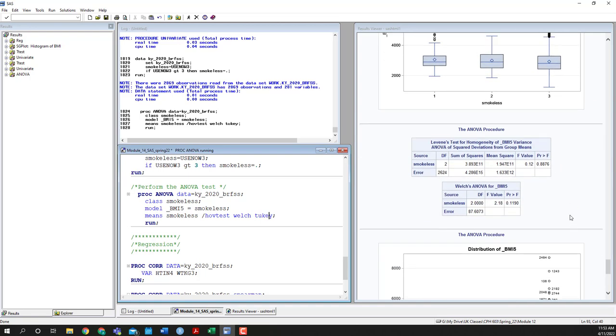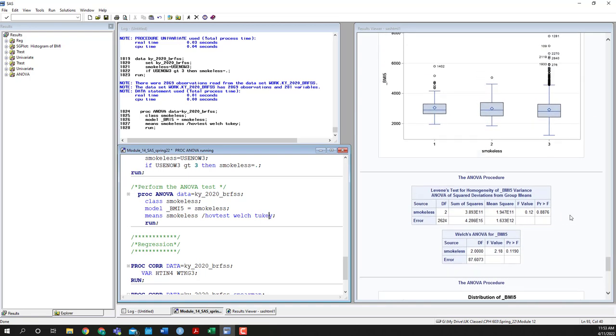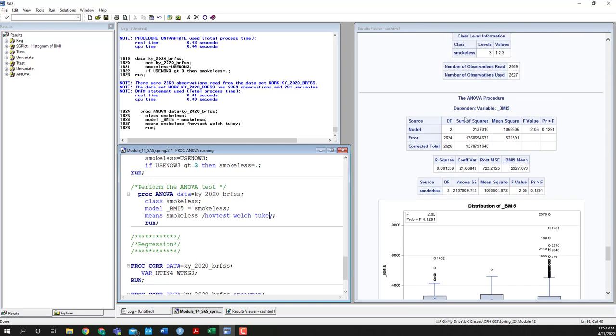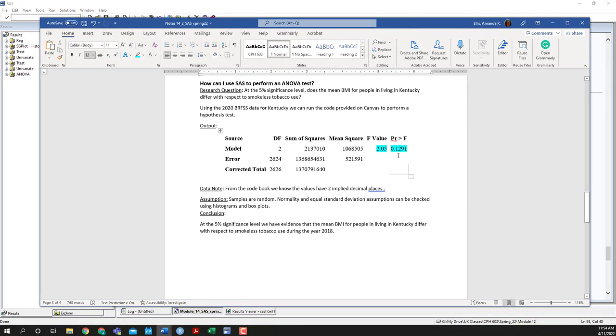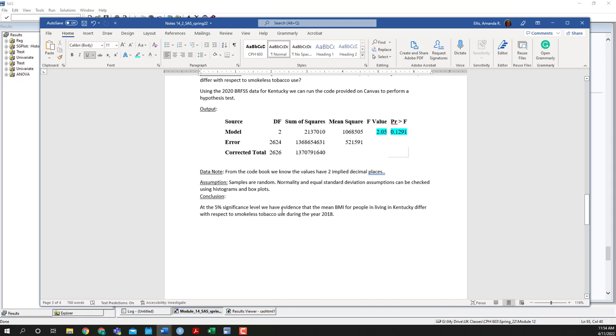All right, and then we have some more information down below. So here, this has been copied over to the Word document, right? And so you'll see that copied over here. Notice here we have our test statistic and our p-value. We have our assumptions notes, and then again at the 5% significance level, we have evidence that the mean BMI for people living in Kentucky differ with respect to smokeless tobacco during the year, and this should say 2020.